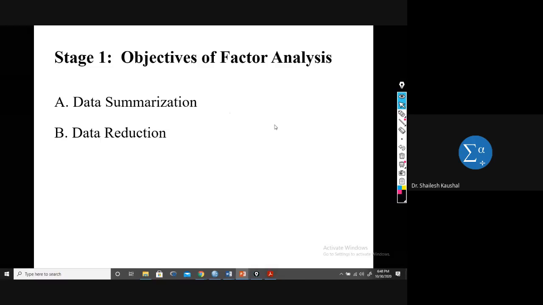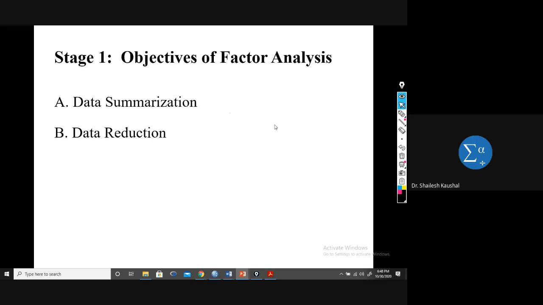Now, the objective, as I told you, is data summarization. Data summarization means questions of the same nature are clubbed into one factor, and the questions in one factor are different from the questions in other factors. Here multi-collinearity is desirable, because we are combining questions of the same nature, so there is not a big issue of multi-collinearity here.